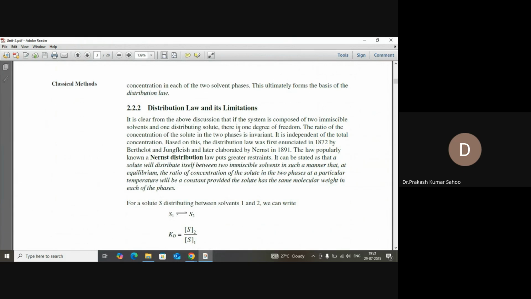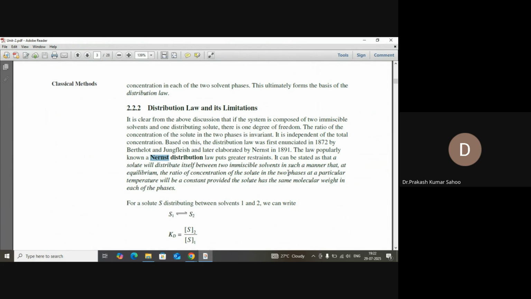Distribution law and its limitations, which is given by Nernst. The scientist's name was Nernst. In 1891, he proposed this law, and according to this law, when two immiscible solvents form a mixture and one solute is distributed, there is 1 degree of freedom. The ratio of the concentration of solute in two phases is invariant. Invariant means F equal to 1. Univariant. It is independent of the total concentration.